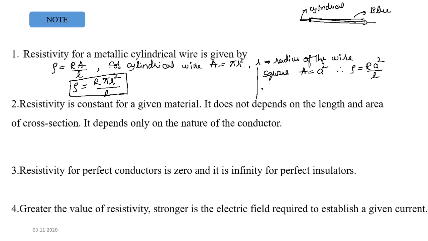Then what else do they ask? They ask about a rectangular shape. For a rectangular shape, A is equal to length into breadth. Therefore you can write rho is equal to R into L into B divided by L.